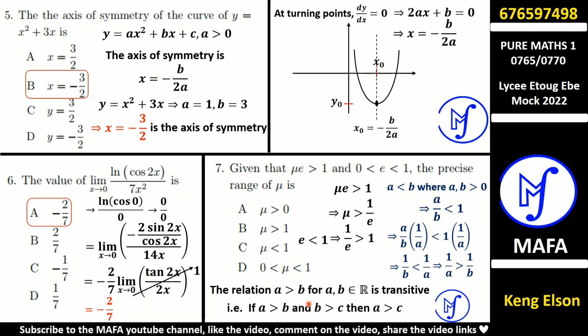That is, if a is greater than b and b is greater than c, then automatically a is greater than c. So we apply the same rule here. We have that mu is greater than 1 over e and 1 over e is greater than 1. So we can conclude that mu is greater than 1. So option B is correct.